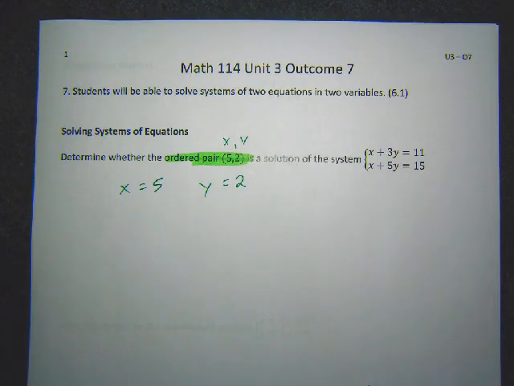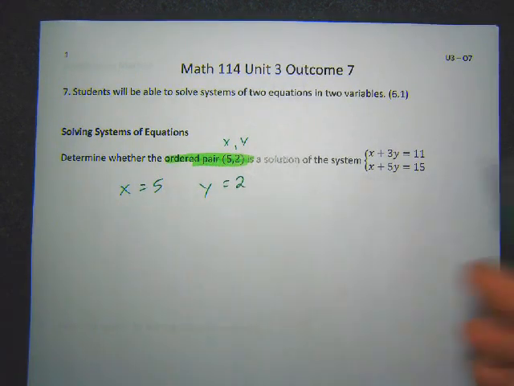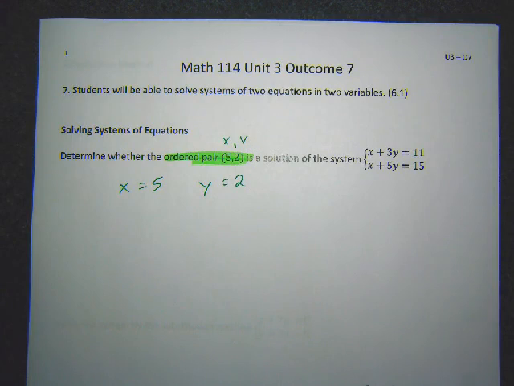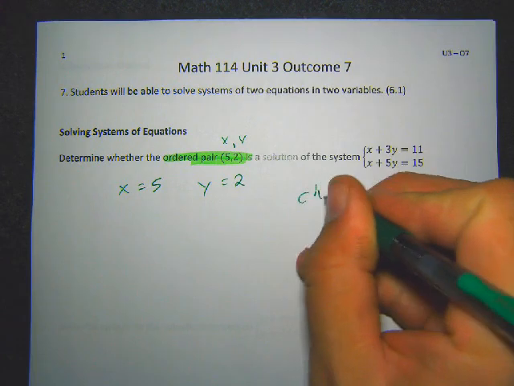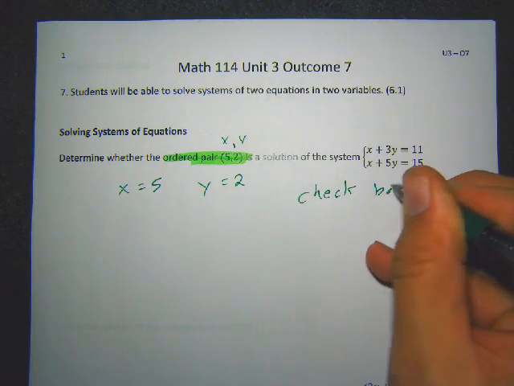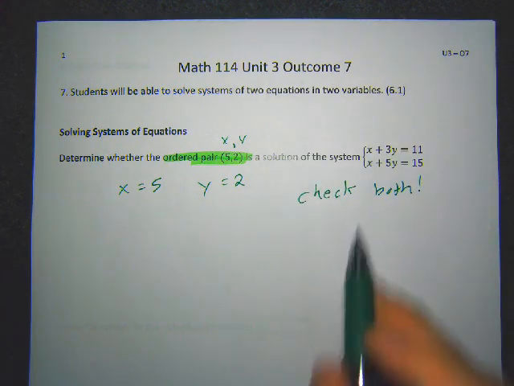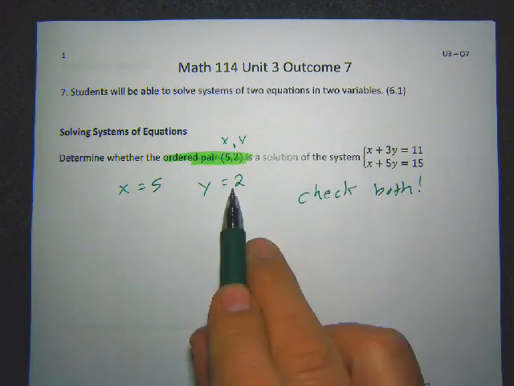Now by works, I mean if we plug these numbers in for x and y, does it make both equations true? It's not good enough just to make one equation true. This pair of numbers has to work for both equations, so we're going to check them both. We always have to check both, because if you only check one, that's not adequate. So we'll check the first one. We're going to plug 5 in for x and 2 in for y.